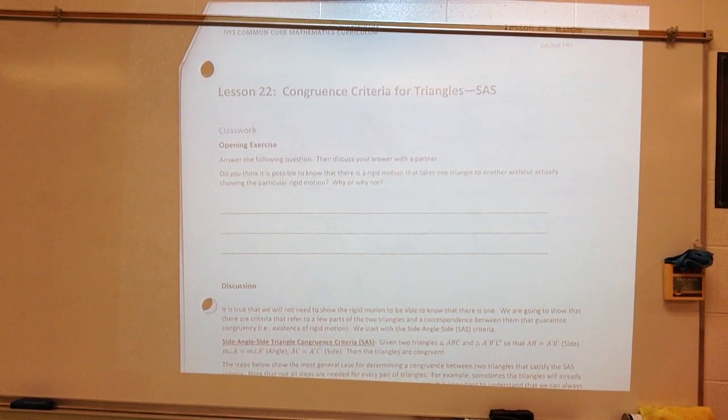Alright, so let's look at the first question. The first question is something that you would have done with a partner. It says, answer the following question, then discuss your answer with your partner. Do you think it's possible to know that there is a rigid motion? Now, we should know what a rigid motion is because we did get into that. Remember, a rigid motion is a rotation, reflection, or translation that preserves or keeps the angle measure and the segment lengths. So do you think it's possible to know that there is a rigid motion that takes one triangle to another without actually showing the particular rigid motion?